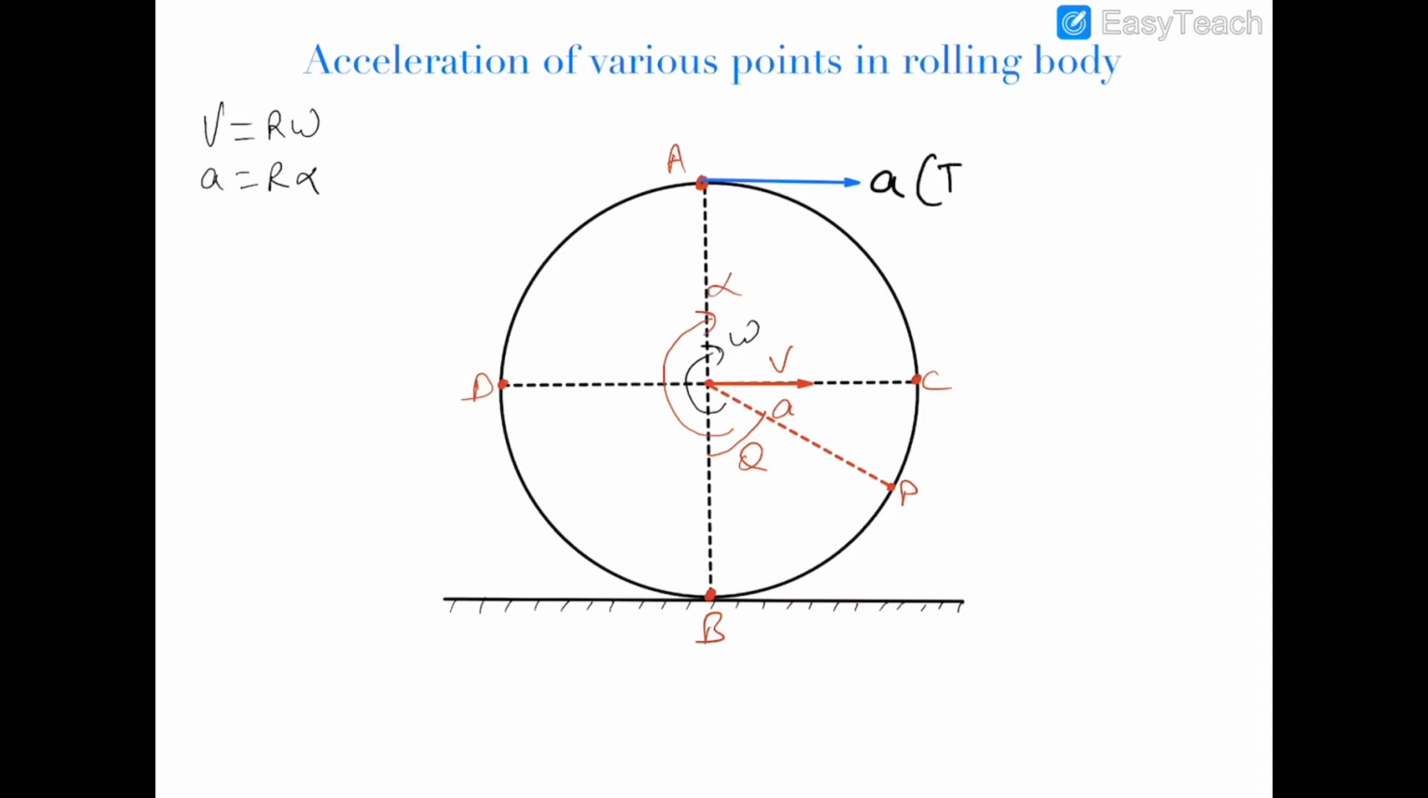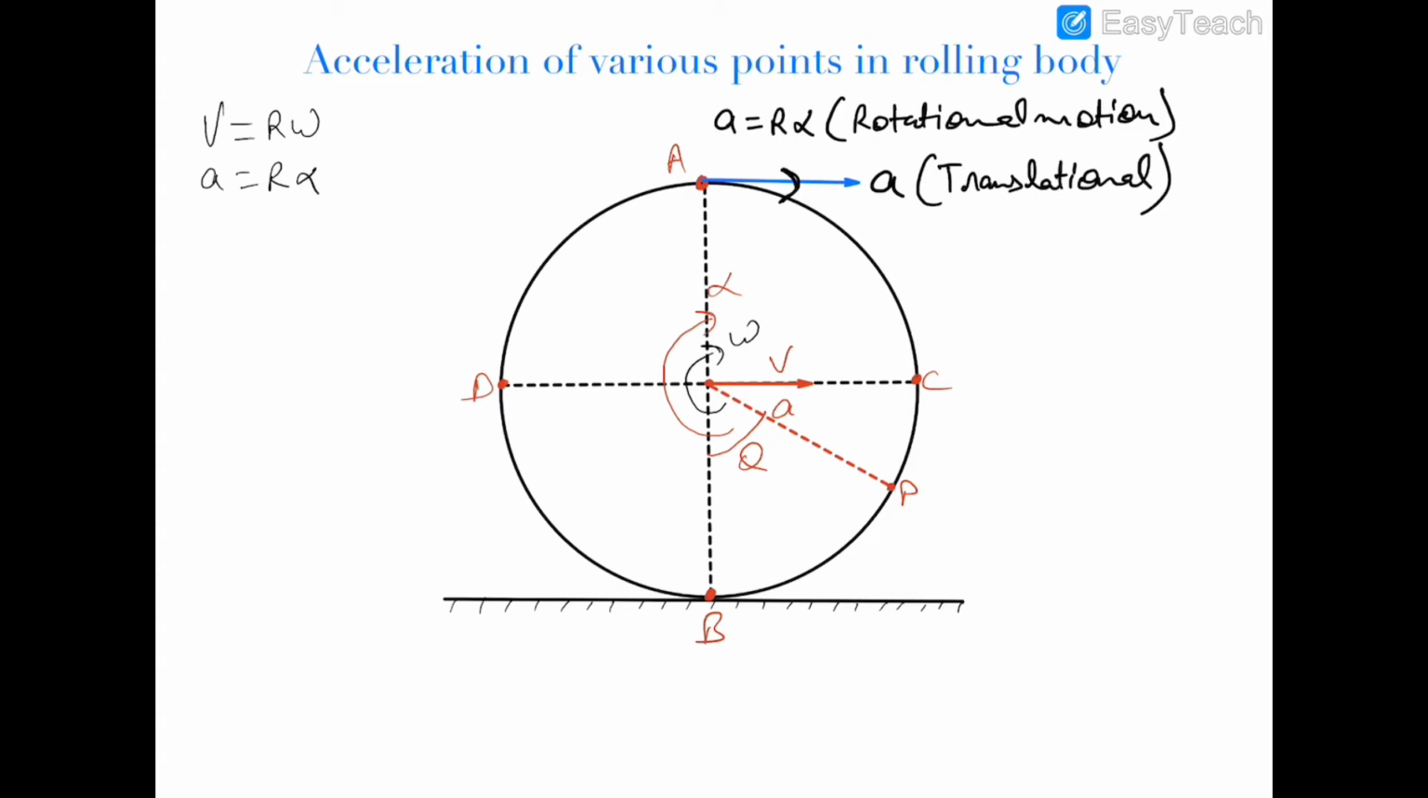I am writing translational motion, and the R alpha would be due to rotational motion. So A, that is equal to R alpha, is in the same direction, which is due to rotational motion. But there is one more acceleration in this case.